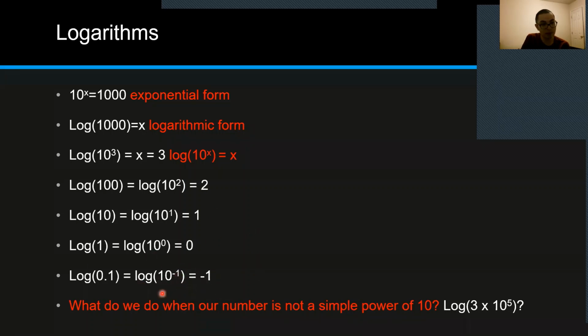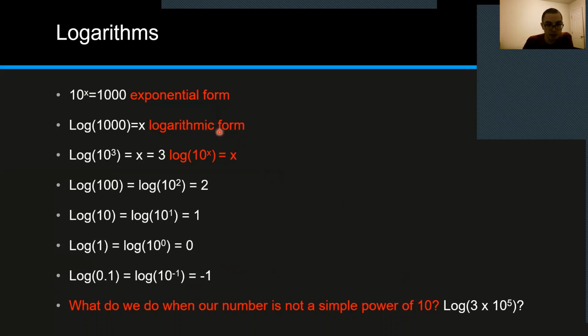But an alternative way to do 10 to the -1 is to remember that when you have a negative exponent, it's the same thing as 1 divided by the positive exponent. So this would be equivalent to 1 over 10 to the 1st power. 10 to the 1st power is 10. 1 over 10 is equivalent to 0.1. So log of 0.1 is equal to -1.